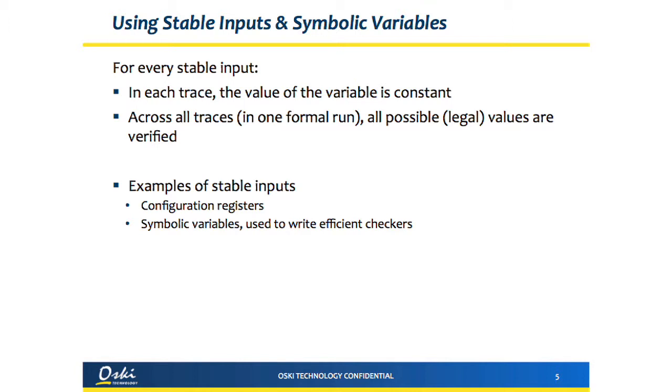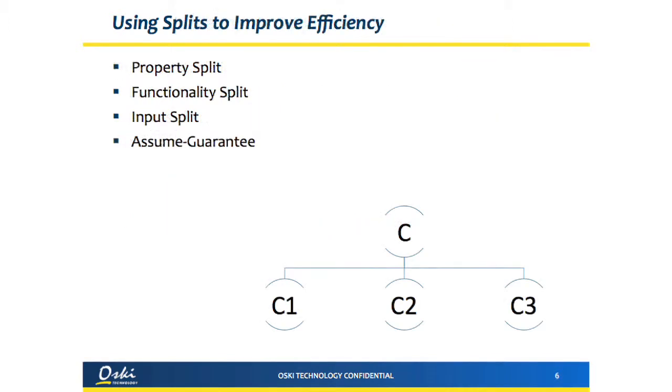And the example that we talked about before is the configuration registers. But also, what I'm going to talk about now is symbolic variables, which are new variables I will introduce to make my checkers more efficient. So I'm going to switch topics and talk about a different class of techniques. And this is just splits is the word I'm using today. I'm going to be talking about to split or not to split. And so I'm talking about different splits.